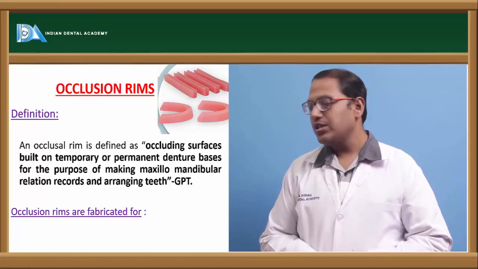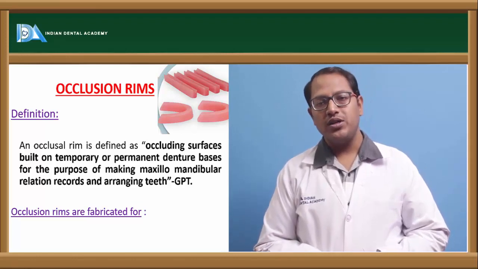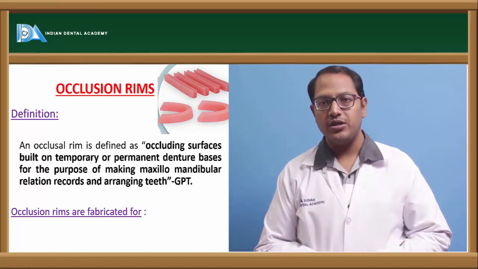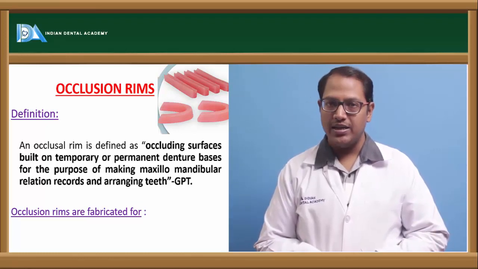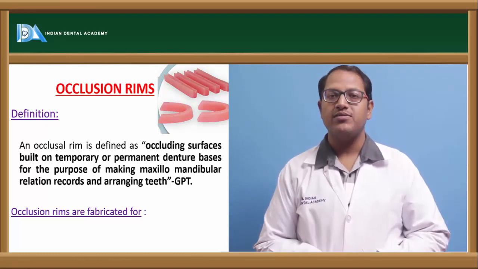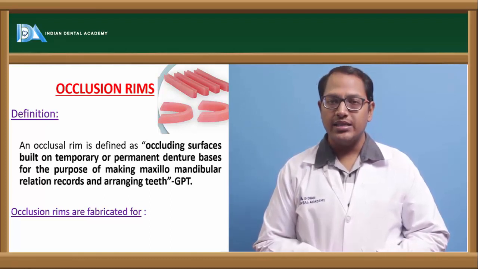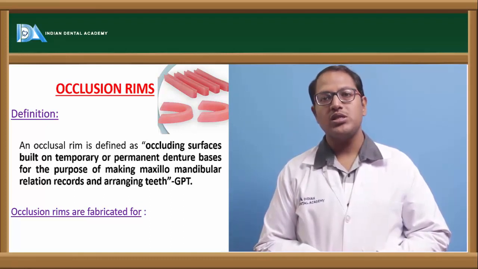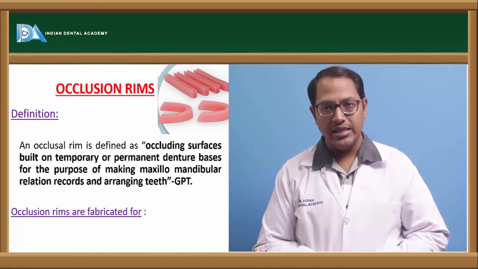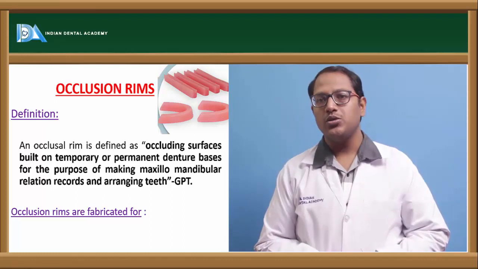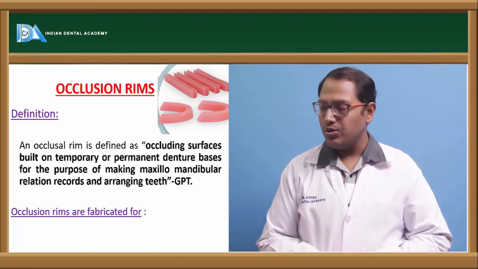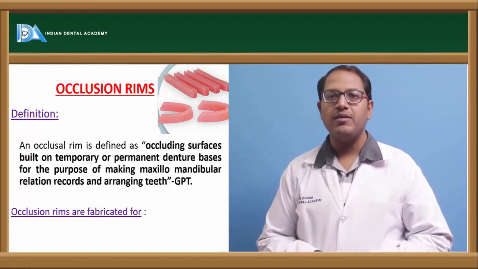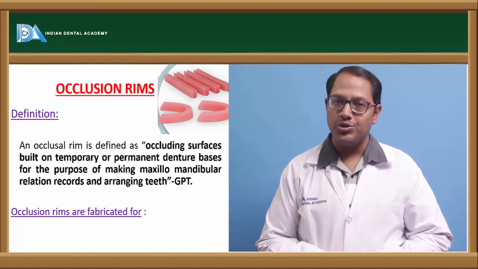So what are occlusal rims fabricated for? We know occlusal rim is fabricated for different reasons. One is to do the jaw relation, that is a maxillomandibular relation. Second, it is fabricated to arrange the teeth over there, the anterior and the posterior acrylic or the porcelain teeth which will be coming over the occlusion surfaces, that has to be arranged. Where has that to be arranged? On the occlusal rims. So that is the main purpose of fabricating any occlusal rim.